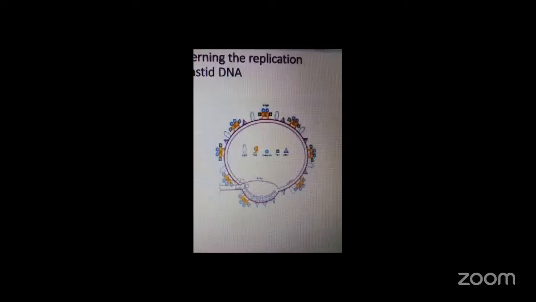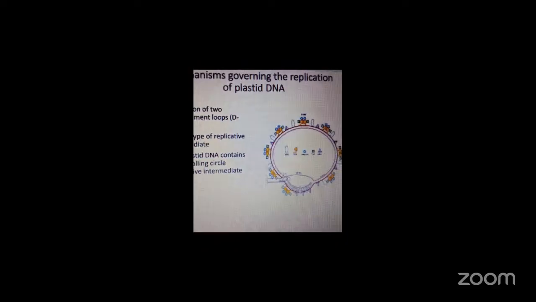So this is the mechanism of replication in the plastid DNA. The displacement loops, that is the D loops, see here, and Cairns type. The plastid DNA also contains rolling circle replicative intermediates.